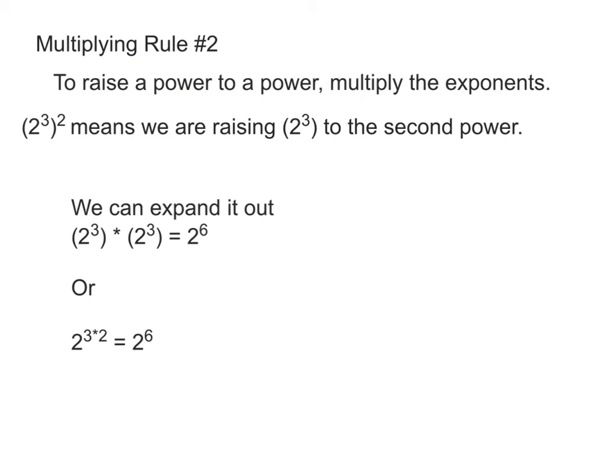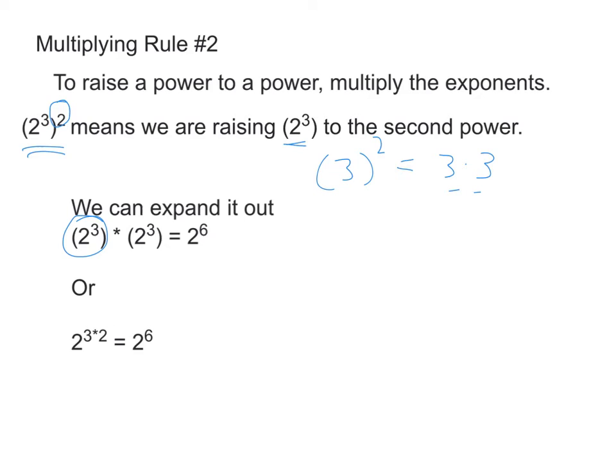Multiplying rule number 2: to raise a power to a power, multiply the exponents. So take a look at this example. This says 2 to the third power, all raised to the second power. So we're raising 2 to the third to that second power. You can expand it out. You know that 3 squared is simply 3 times 3. Well, that's basically what this is saying here. All of this whole power, 2 to the third, is being expanded out twice because of the exponent 2.